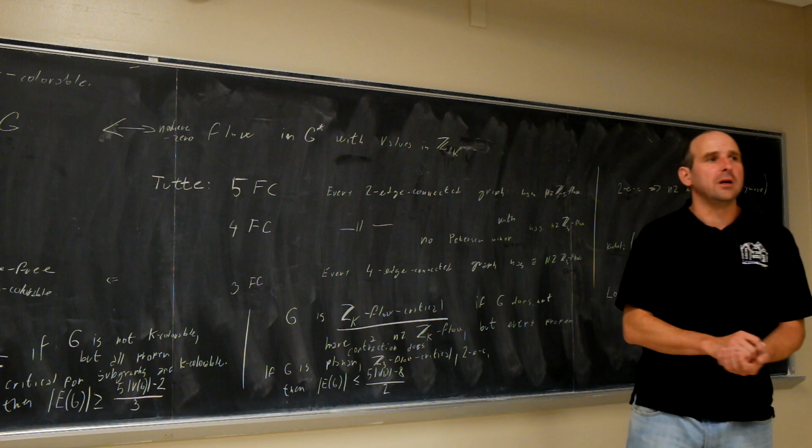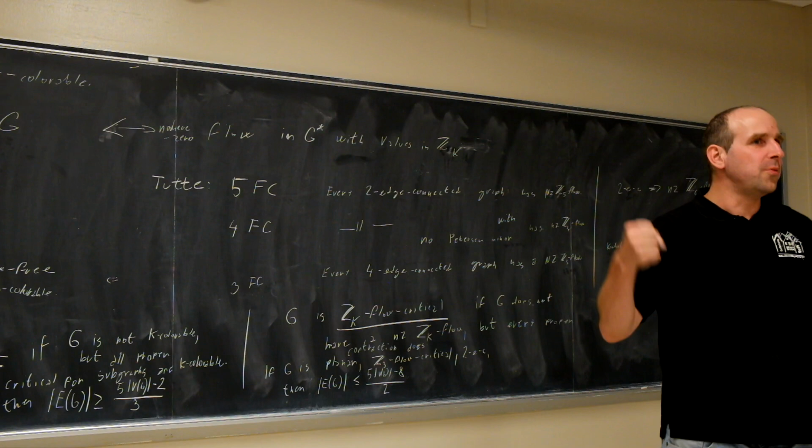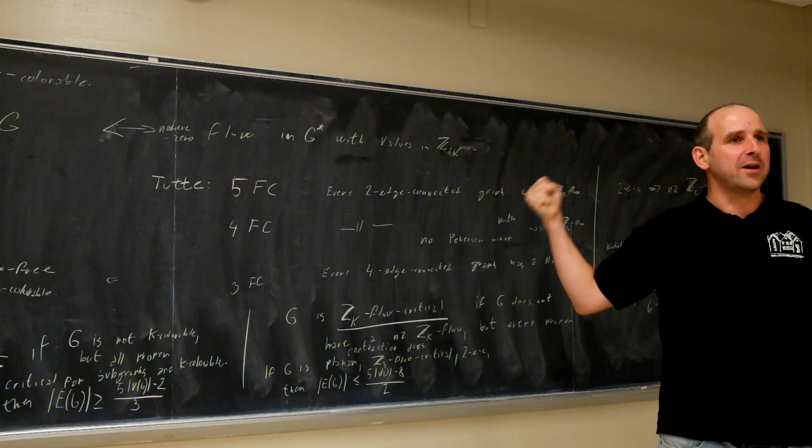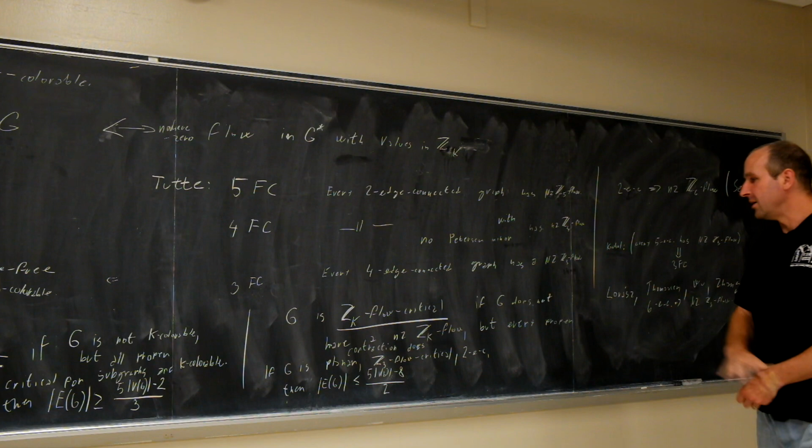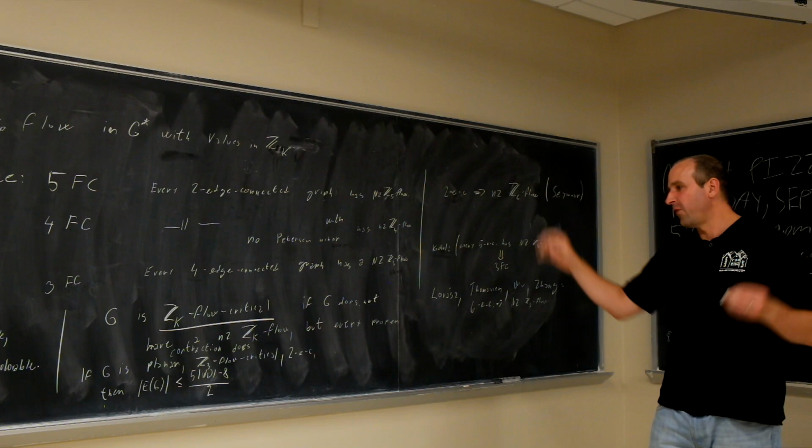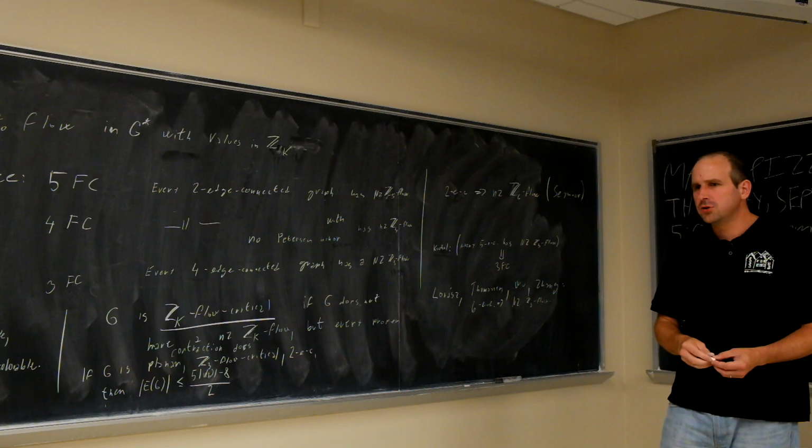for the coloring. Having more edges is bad for you because it makes things difficult to color. But for flows, it's actually good for you. If you have more edges, you have more freedom how to send the flow around. So it makes sense that the graphs that are difficult to find a nowhere zero Z3 flow are relatively sparse.